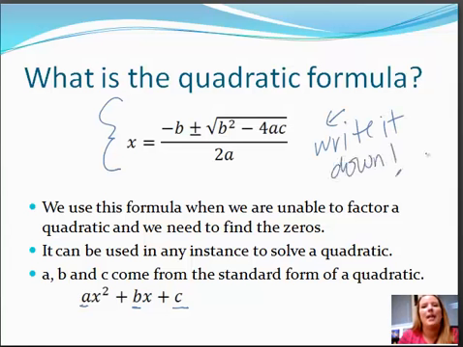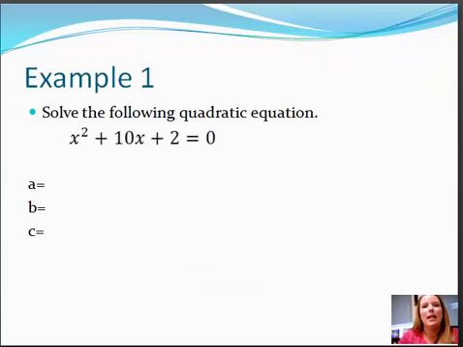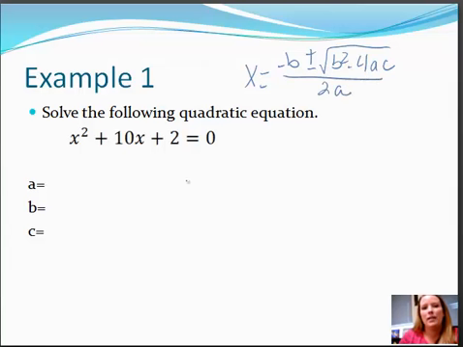Alright? So let's practice using the quadratic formula in an example. So remember, it is x equals negative b plus or minus the square root of b squared minus 4 times a times c all over 2 times a. So in this case, remember this is a, b, and c. So we're going to write that down. A is 1, b is 10, c is 2.